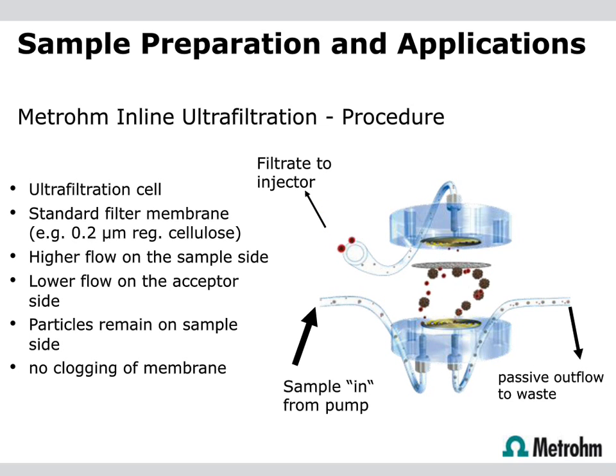So all the heavy particulates do not hit the filter and are transported directly to waste. Only a relatively small amount of sample is actually pulled across the filter, and that is then delivered to the injection valve, which enables us to do the analysis. So here we can basically filter down to 0.2 microns over 100 samples using a single standard 4.6 millimeter filter disc. So it's very versatile.